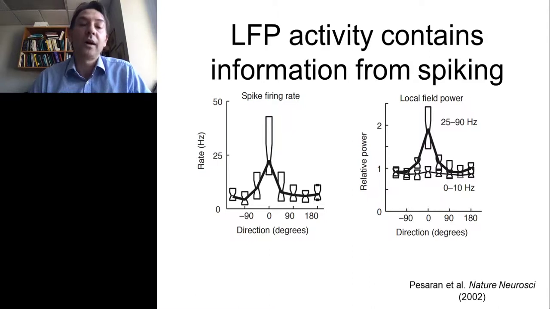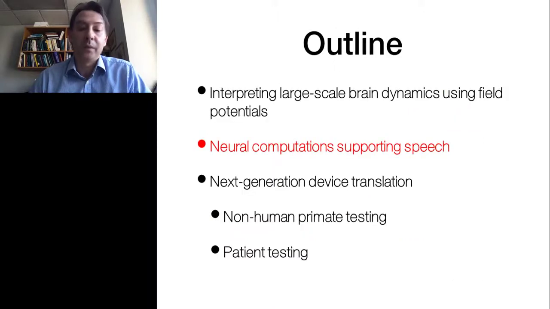When we quantify the selectivity of the field potentials and compare it with the selectivity of the firing rate of neurons, we see that they're very similar. The firing rate of the neuron and the field potential power are similarly tuned. So this shows that we can analyze neural computations involved with sensory motor behaviors using field potentials instead of only recording neurons. So how can we apply this to study functions of the human brain that are unique?